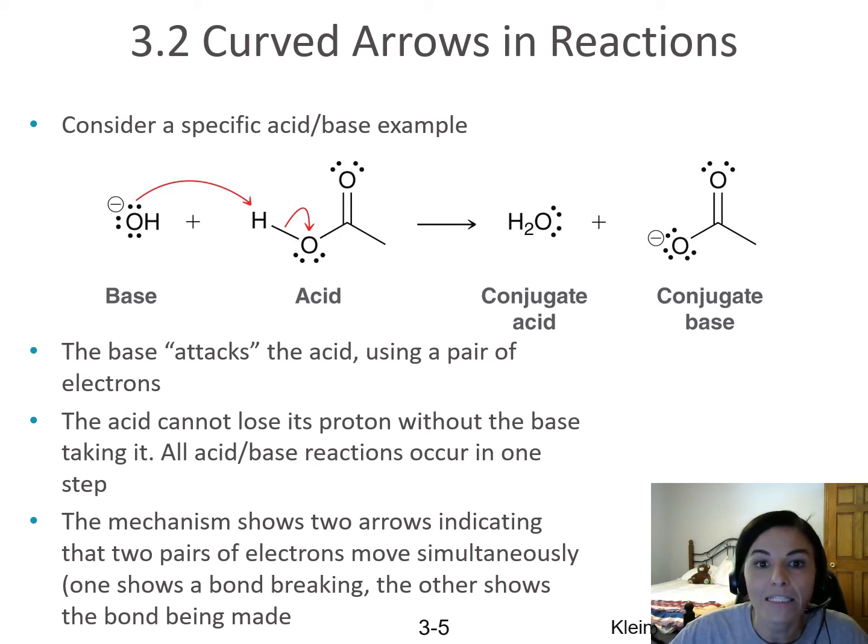Okay, the mechanism shows two arrows indicating that two pairs of electrons are moving simultaneously. All right, it's really important that both of those arrows are drawn at the same time.